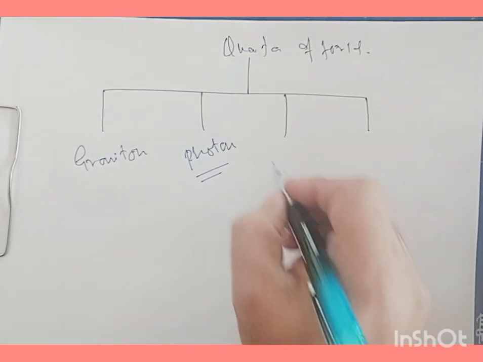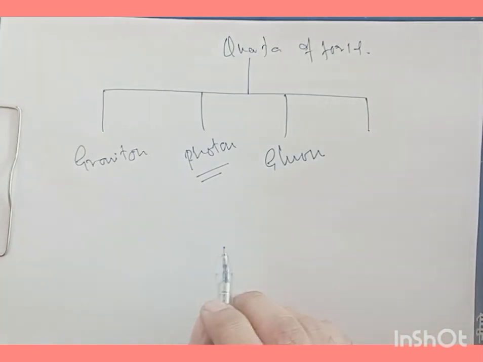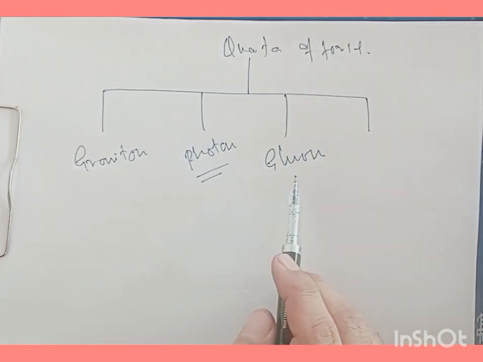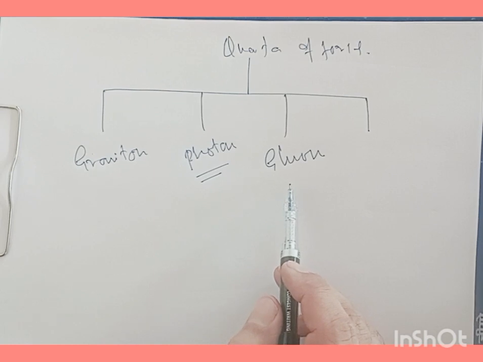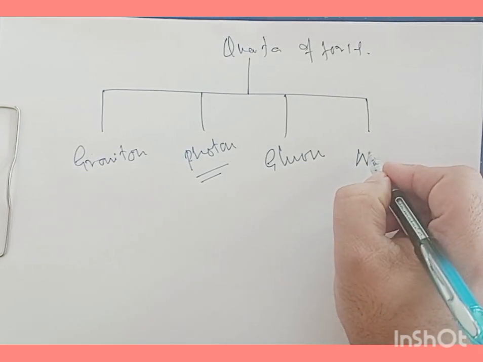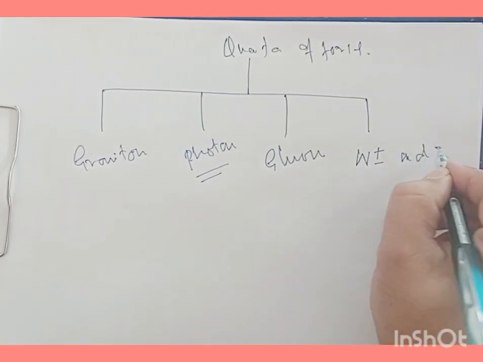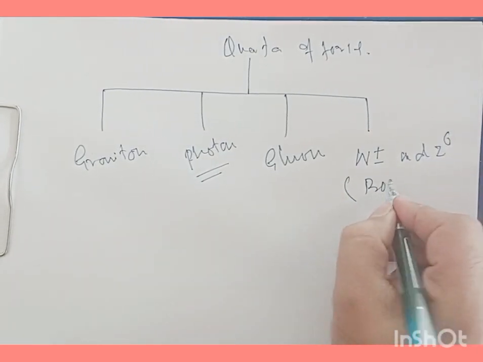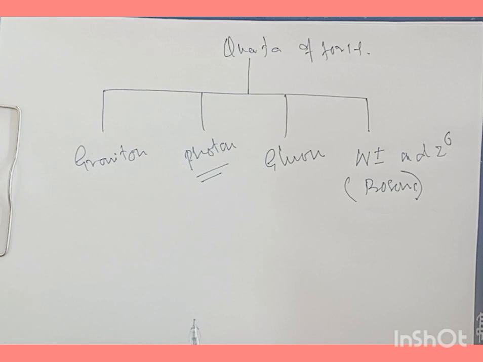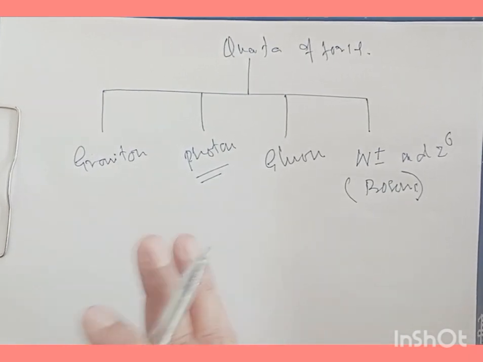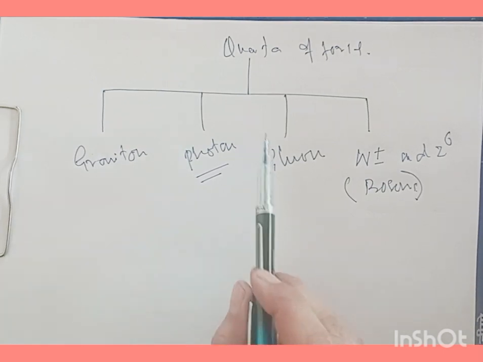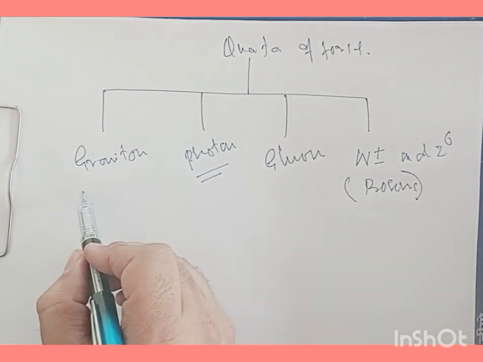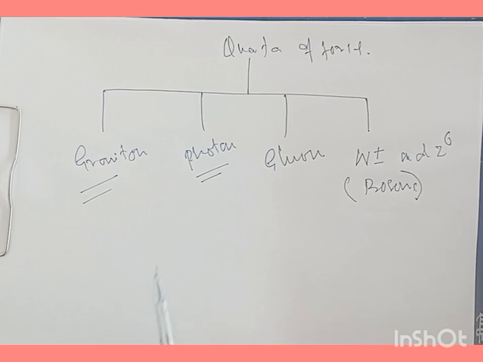And then we have the gluon, and this gluon is the quanta of force of strong nuclear interaction. And for the quanta of force of weak interaction, we have W plus minus and Z0 bosons. They are bosons. So this is a brief classification of quanta of forces. In the case of gravity, the mediating particles are gravitons, and gravitons are purely theoretical in nature. Nobody has detected a graviton experimentally.